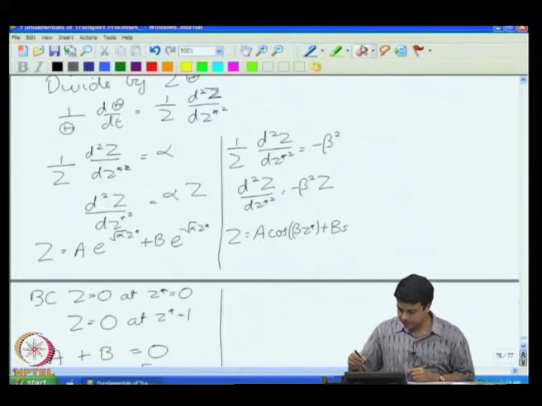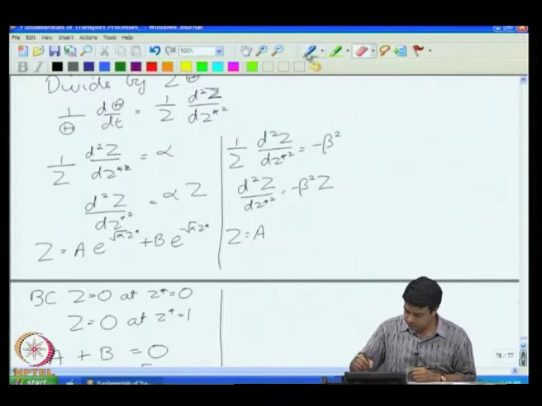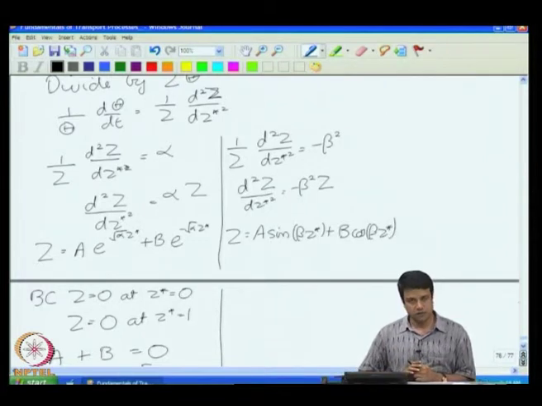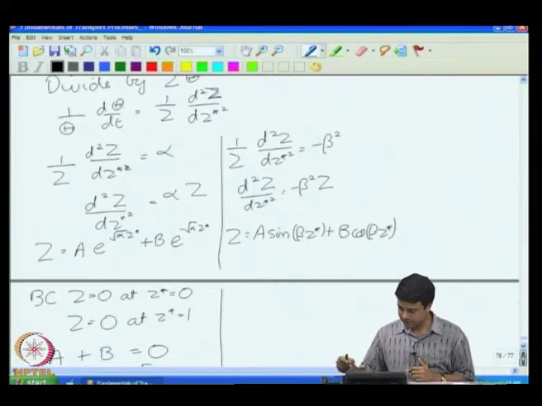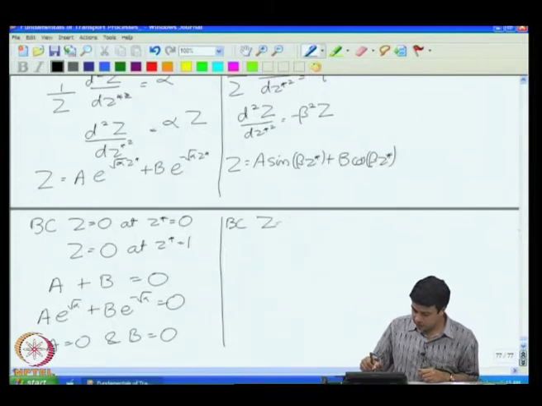Let me write it the other way: a sine function and a cos function. So, the solution is a combination of a sine and a cos function. The boundary conditions are Z is equal to 0 at z star is equal to 0 and Z is equal to 0 at z star is equal to 1.